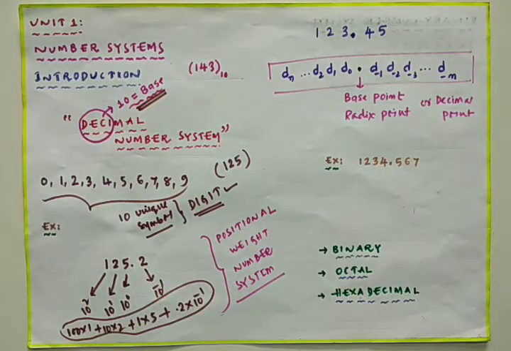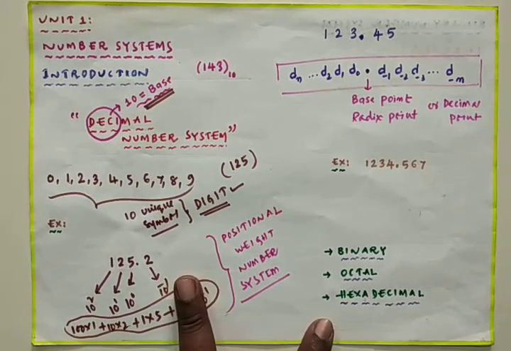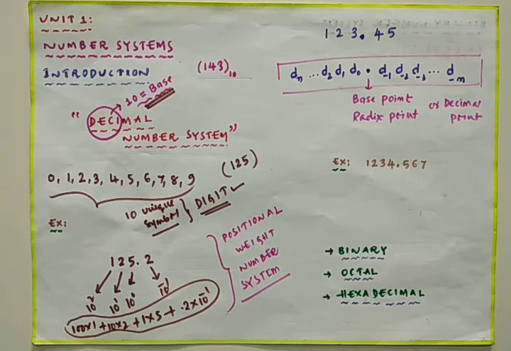It is the decimal number system, and whatever numbers we use in daily life are nothing but decimal numbers, and decimal numbers have a base of 10, but we are not mentioning that base of 10. If a number is not mentioned with a base, by default we have to assume that it is a decimal number. In the decimal number system, there are 10 unique symbols, 0 to 9, and each unique symbol in that list is called a digit. The base of that number system is 10, and it is a positional weight number system.